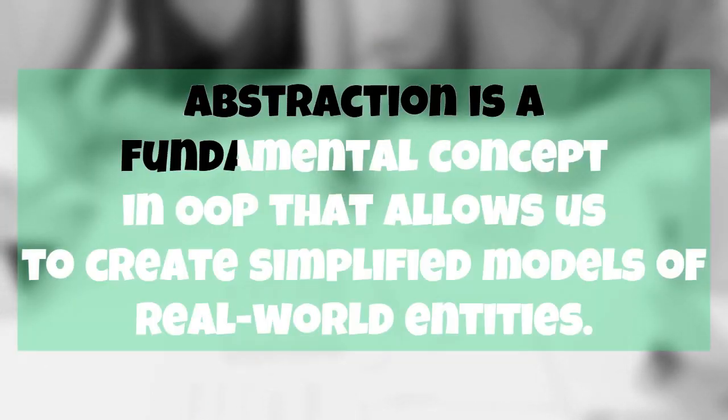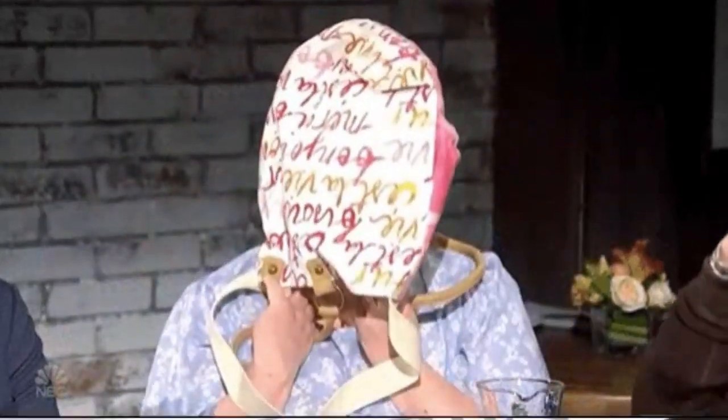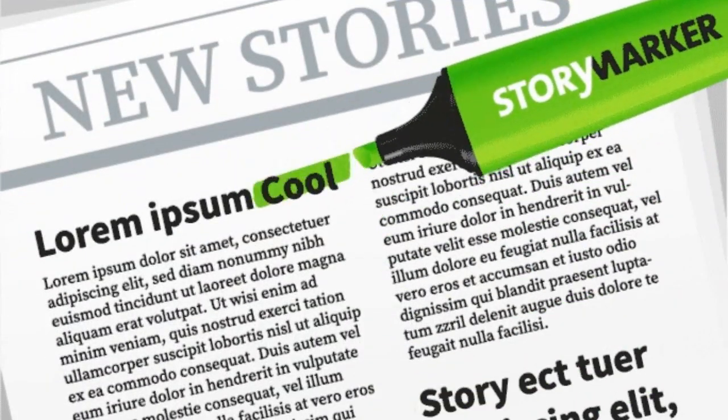Abstraction is a fundamental concept in OOP that allows us to create simplified models of real-world entities. It helps in managing complexities by hiding the unnecessary details while highlighting the essential features of an object. It can be achieved using abstract classes.